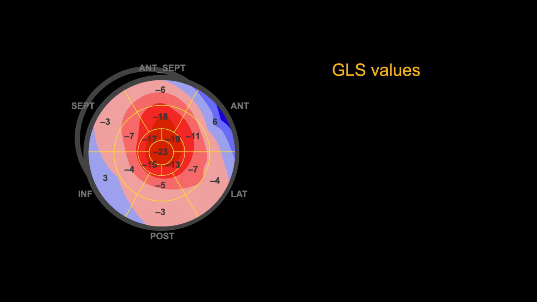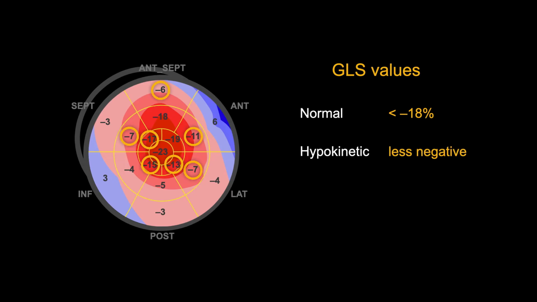The software also provides quantitative data, including the global longitudinal strain, or GLS values, which are indicated on the plot. Normal left ventricle wall motion is represented as less than minus 18%, but if the walls are hypokinetic and not contracting normally, the GLS value becomes less negative.